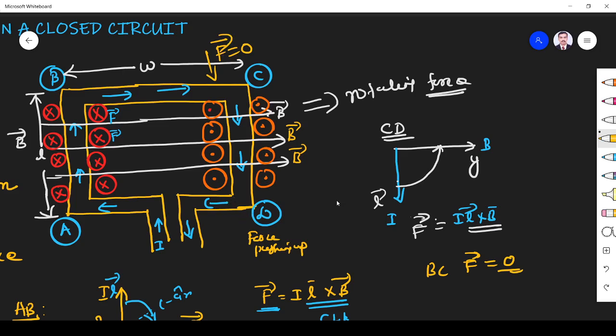Similarly, in CD also you see what is happening. L and B are in opposite directions. The current is in this direction, B is in this direction, opposite, 180 degrees. IL B sin 180 is also 0. So in arm CD, and AD also, the force is 0. Only the arms AB and CD feel the force, and it is opposite. One is pushing down, another is pushing up. This rotating force is known as torque.